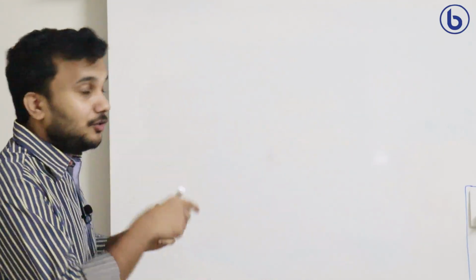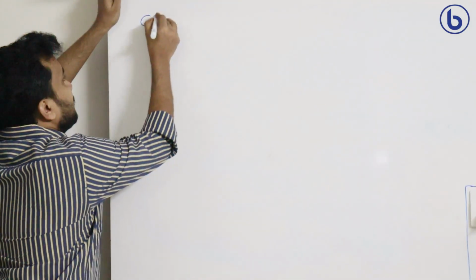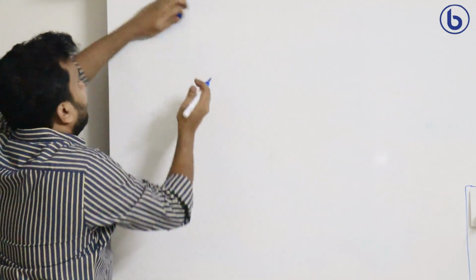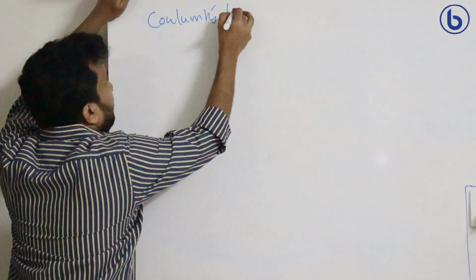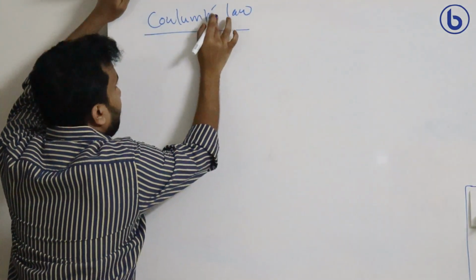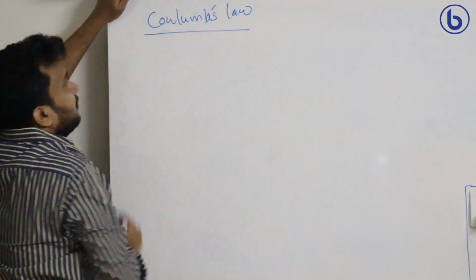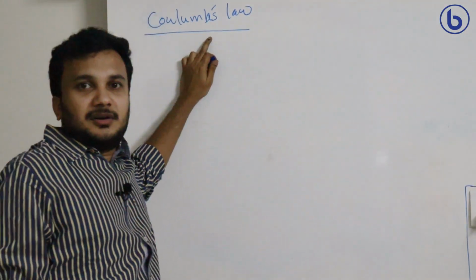NCERT first chapter, first topic is over, and this is the second topic, Coulomb's law. Okay, so write down the heading in your notebook called Coulomb's law. Let me make it clear. Coulomb's law. So what is called Coulomb's law?